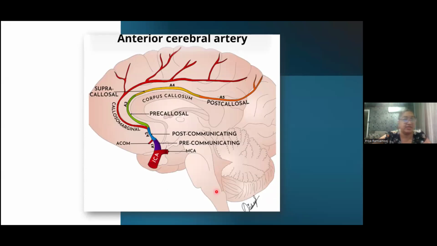This is just another representation of exactly what we just said. A1, pre-communicating. ACOM splits it in essence. We have post-communicating, callosomarginal coming up. And from callosomarginal to about 3 centimeters, remember, past the genu is A3. Then we have our supracallosal and then our post-callosal.